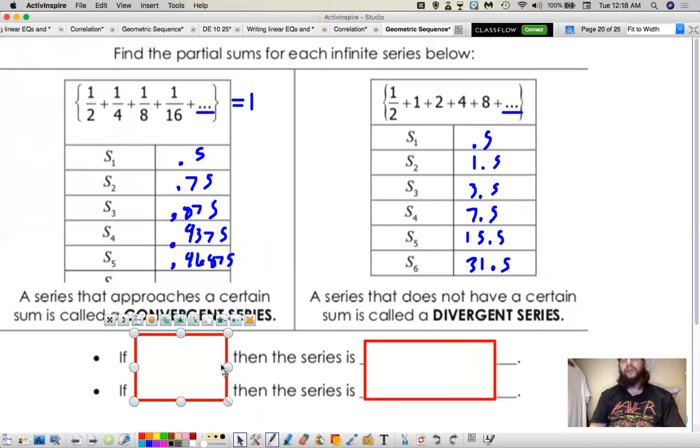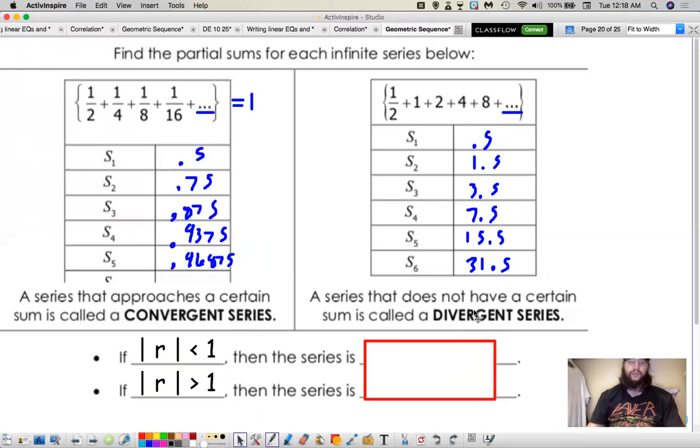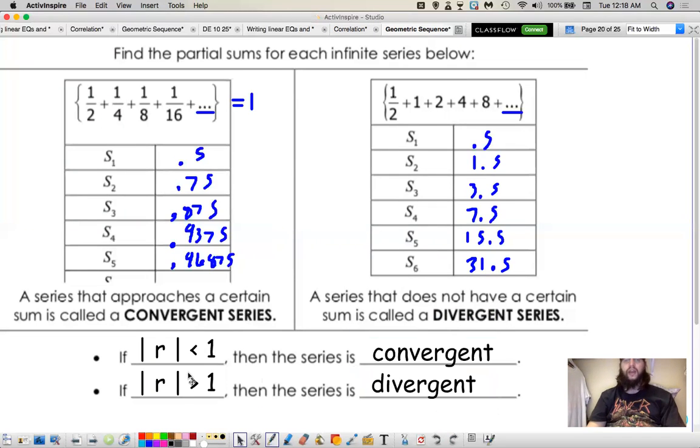So here's how we know if it's going to converge or diverge. If the absolute value of r, our common ratio, because of positive and negative, is less than 1, then it's going to be convergent. If the absolute value of r is greater than 1, that's divergent. So here we're multiplying by 2, diverges. Here we're multiplying by half, converges. Easy enough.